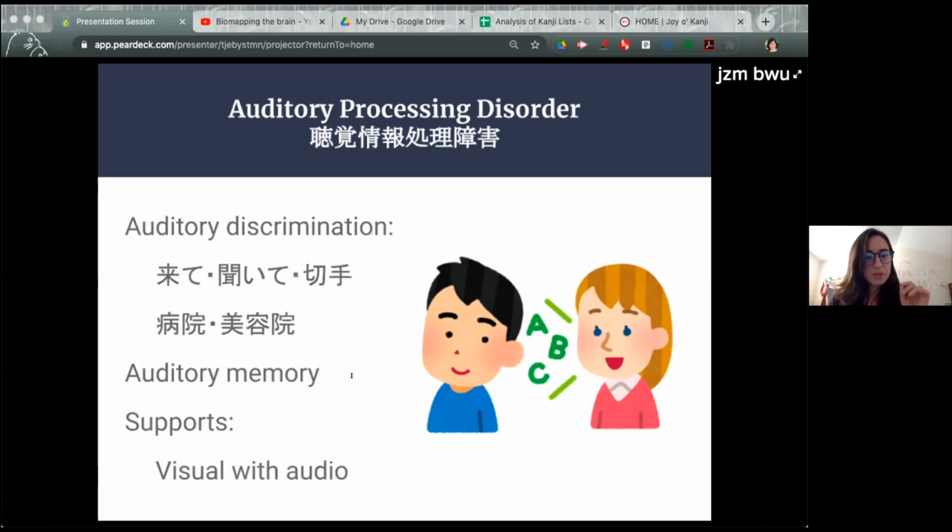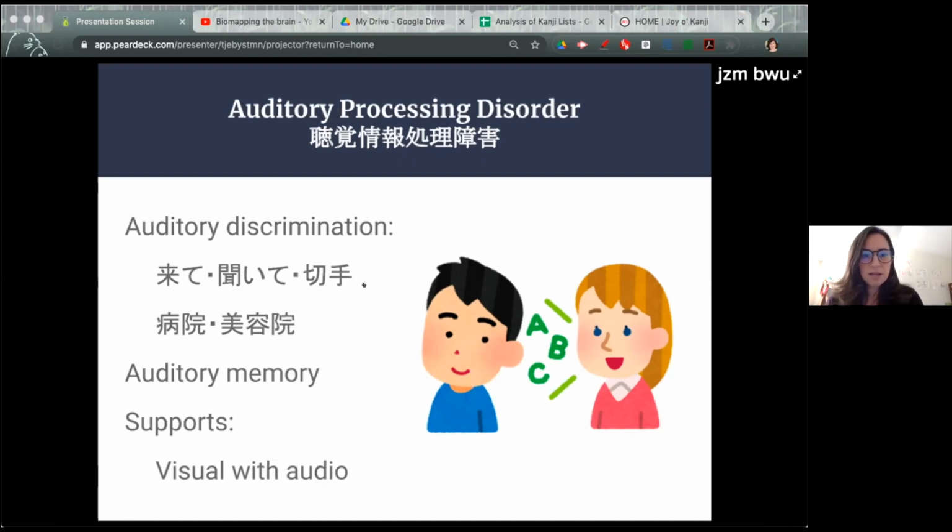But we need to be aware that a student with an auditory processing disorder will have a lot of trouble remembering something if they only hear it. So you need to make sure that you're supporting them by having both visuals and auditory at the same time. Again, going back to the AP exam, the listening comprehension section on the AP exam doesn't have visuals. So encouraging students to make notes by hand when they have a situation where they can't have visuals can support them enormously as well.